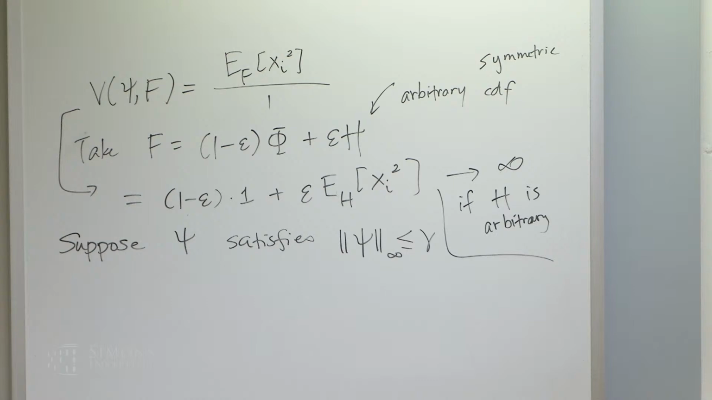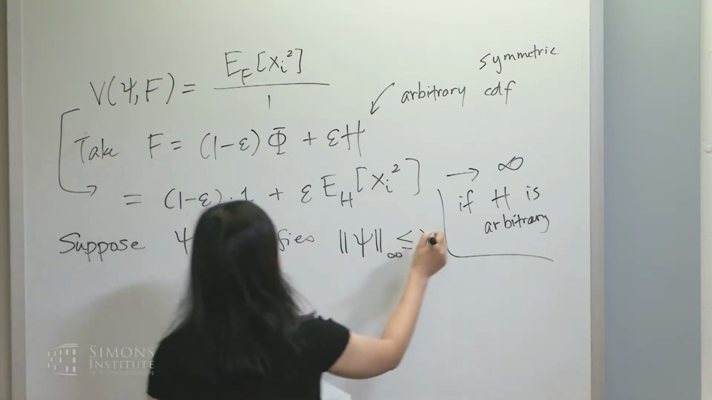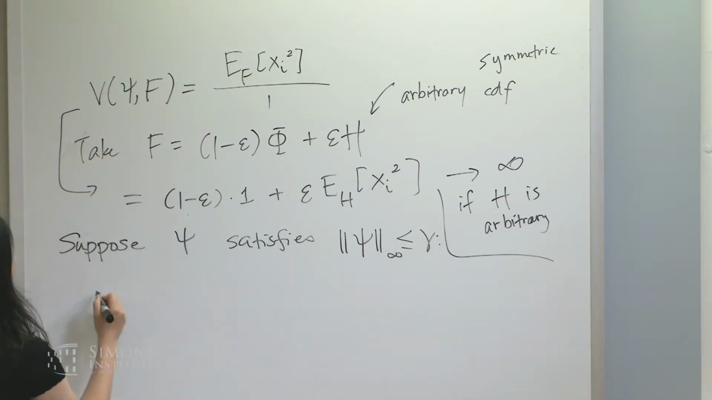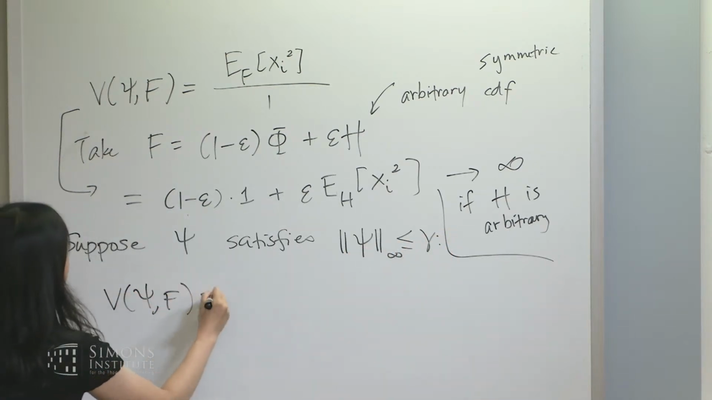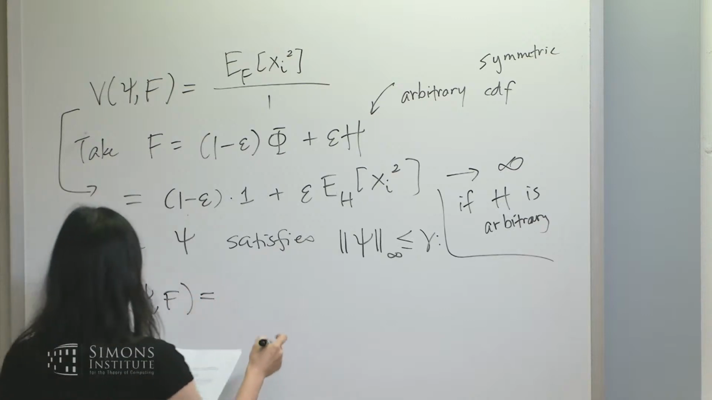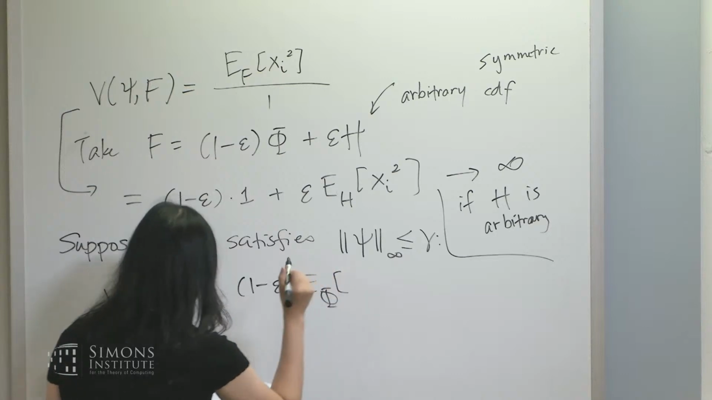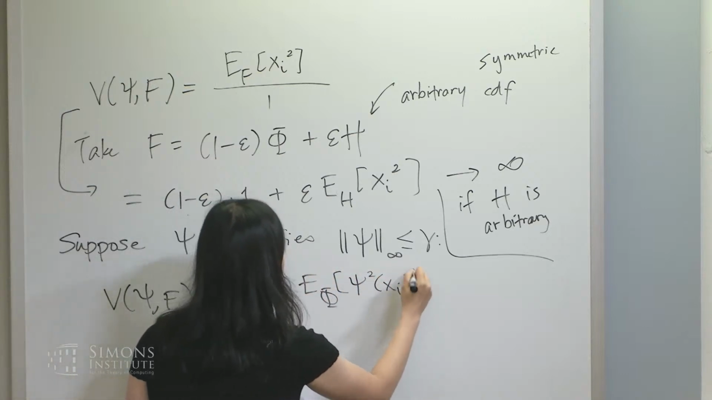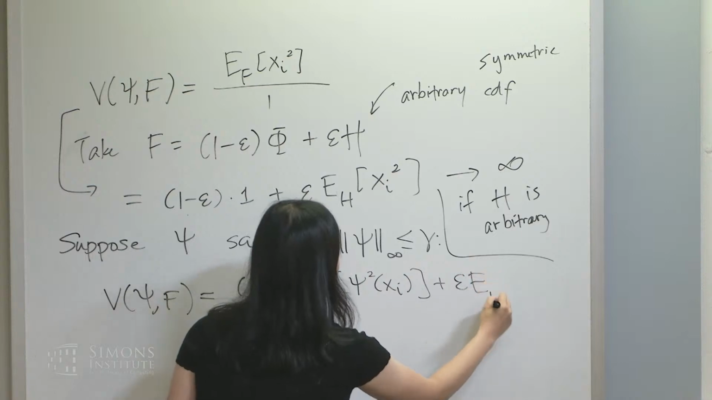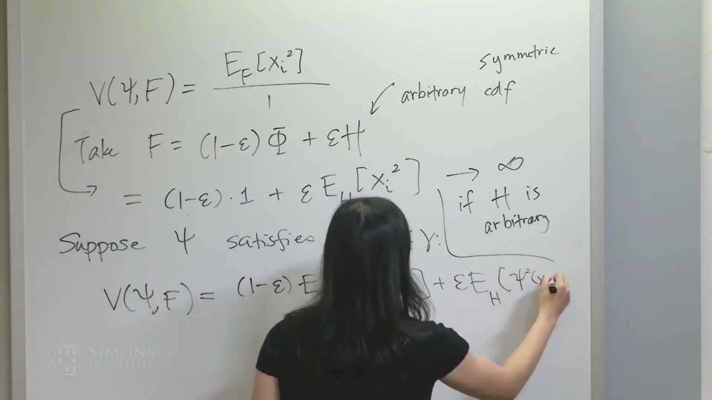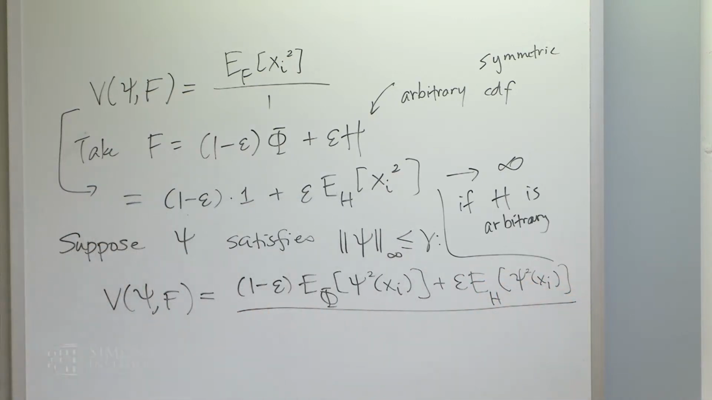Okay, so suppose that the norm of psi is less than or equal to gamma. That's suggestive, because that's what happens in the Huber loss case. And what happens to our calculation? Well, in that setting, we're looking at, again, V of psi, f, and that's going to be equal to 1 minus epsilon times the expectation under phi of psi squared of xi plus epsilon times the expectation under h of psi squared of xi. So that's the numerator, right? I'm just writing the numerator, which is the expectation under f.